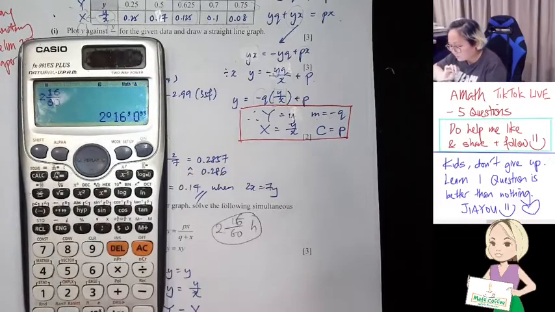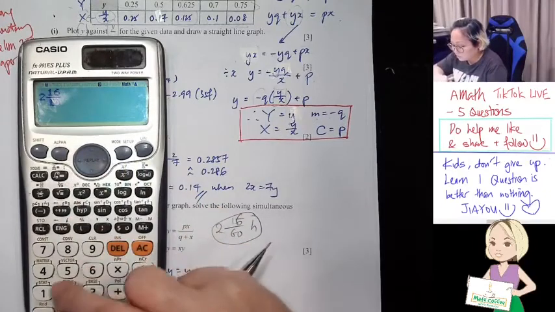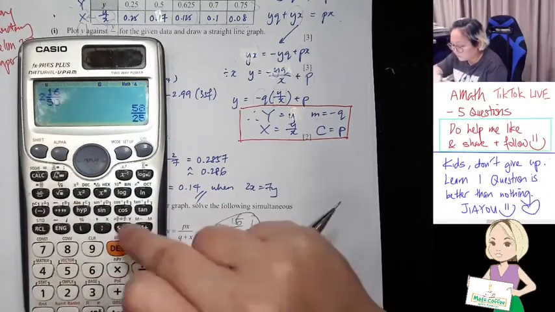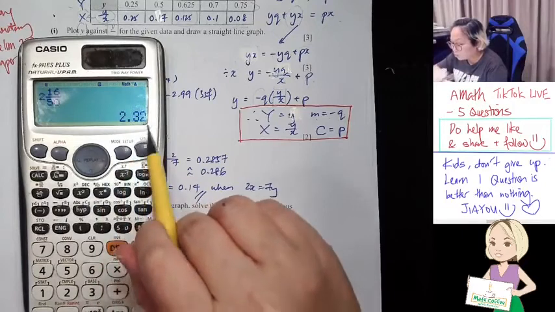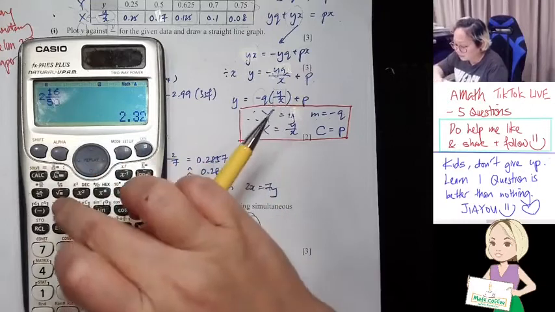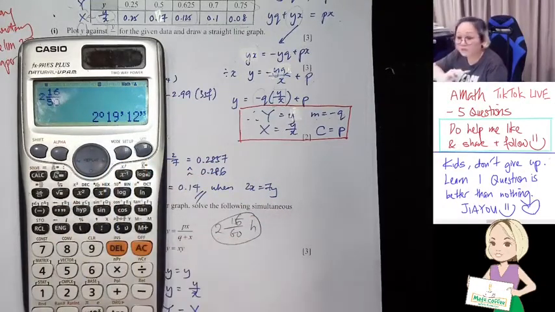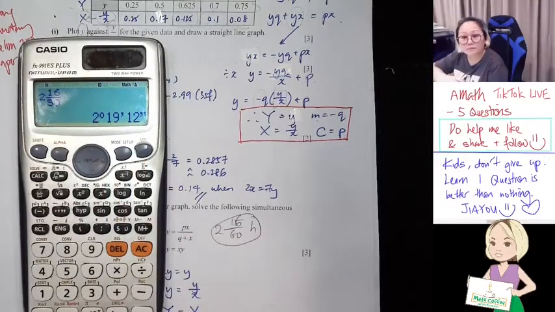2 hours, 16 minutes, 0 seconds. So of course, if I change to, let's say, 2.32 hours, how many hours, how many minutes, and how many seconds? Press this button. So it means it is 2 hours, 19 minutes, and 12 seconds. That's called DMS, is it? M is minute, S is second.